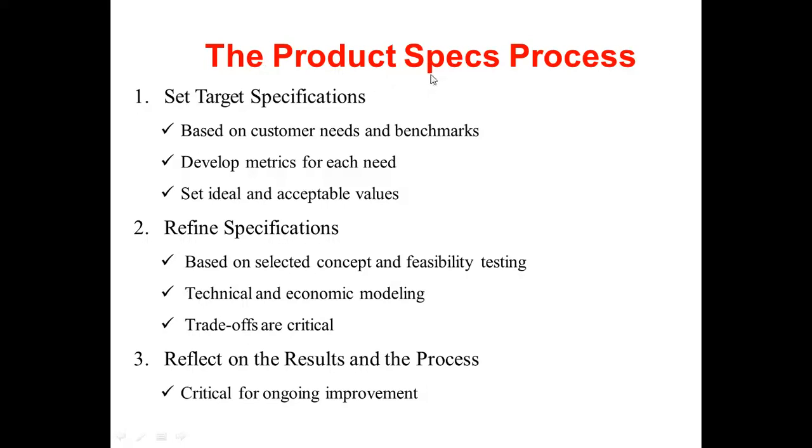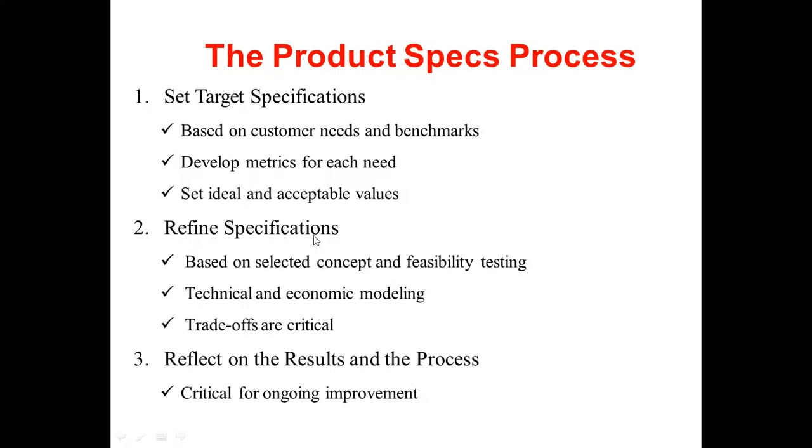The product specification process. Number one, set target specification based on the customer need and benchmarks. Develop metrics for each need. Set ideal and acceptable values. So that is the target specification after getting the customer requirements.